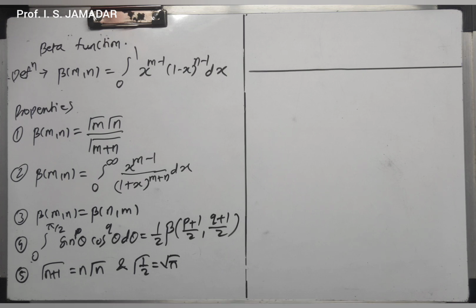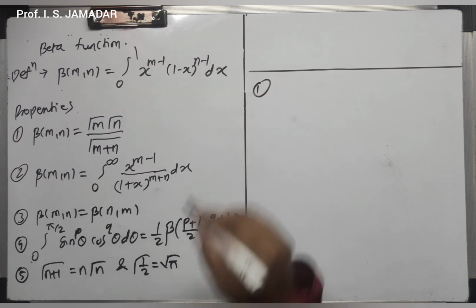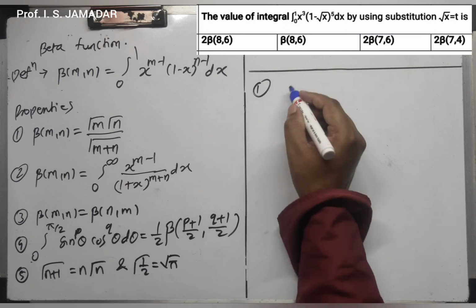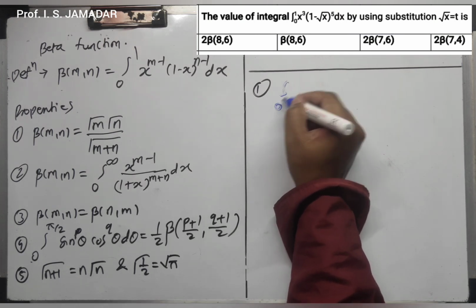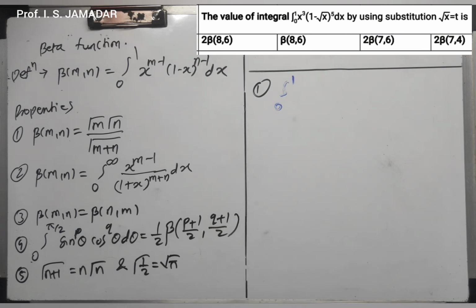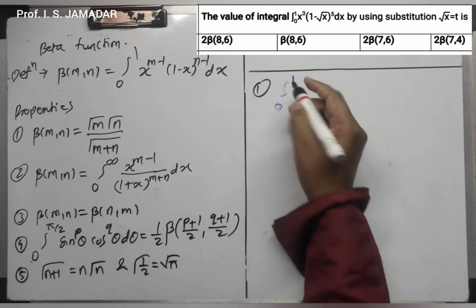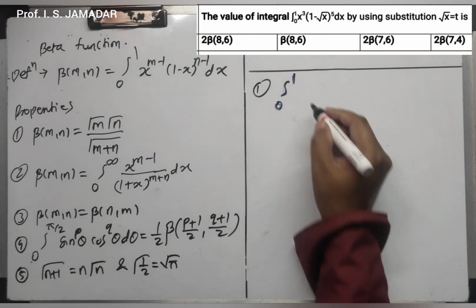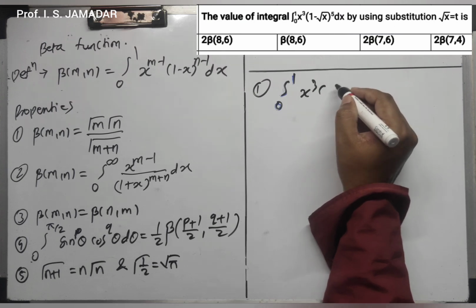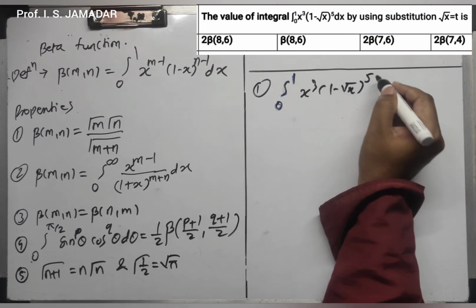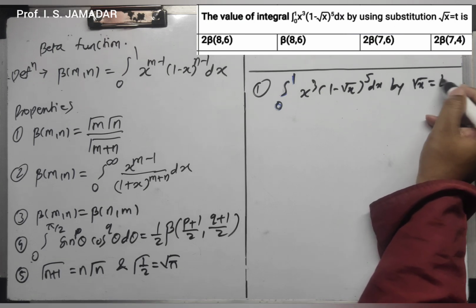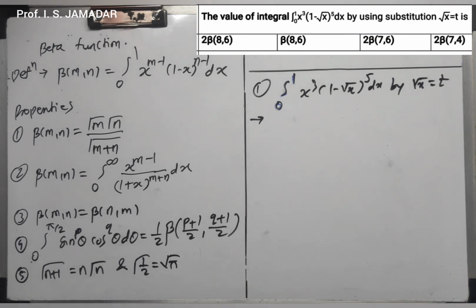Now let us go for the questions. Question number 1. The value of integration 0 to 1 x cube into 1 minus root x raised to 5 dx, by using substitution root x is equal to t. The question is easy. Substitution they have given.